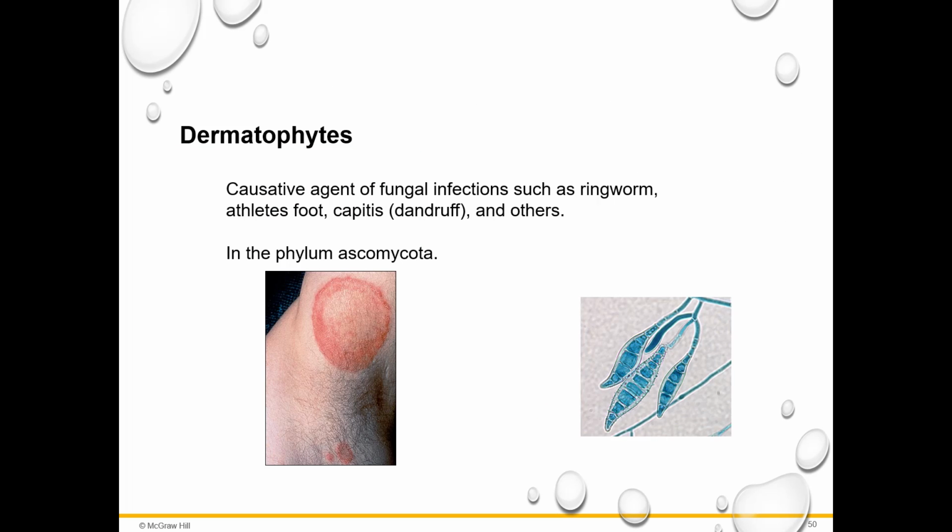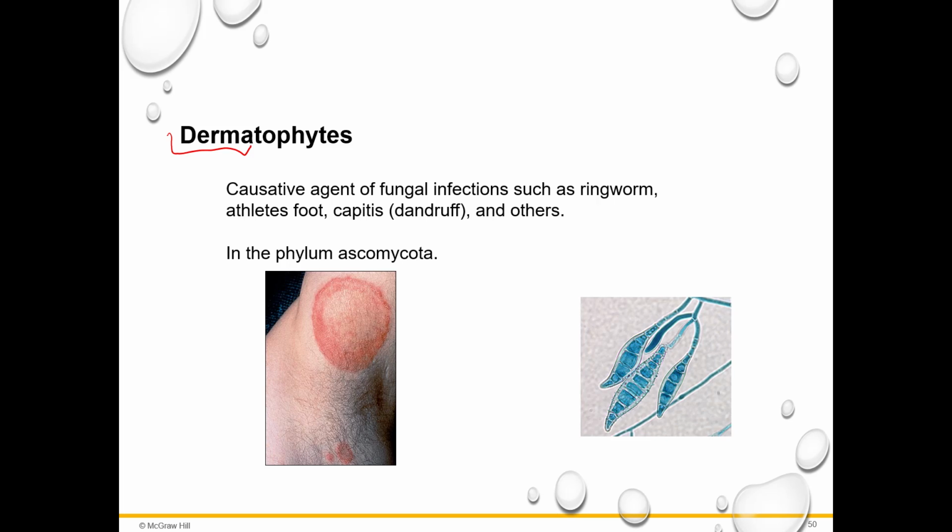Select human pathogens. Dermatophytes are probably the largest category or most common category of human pathogens. Dermatophyte: derma is talking about the skin, and phyte is talking about something that consumes it. So it's going to consume the skin or dissolve and digest the skin. These are fungal infections of the skin.